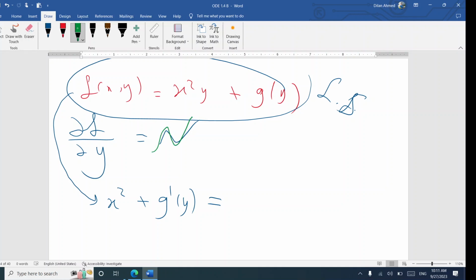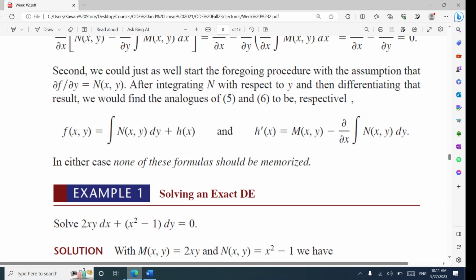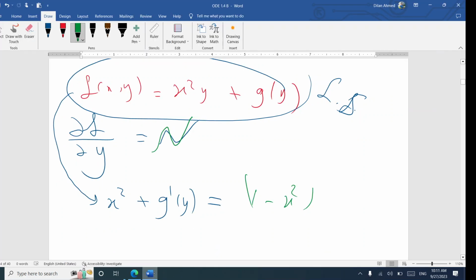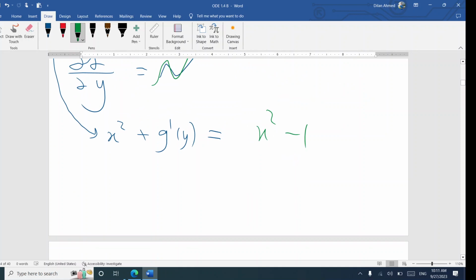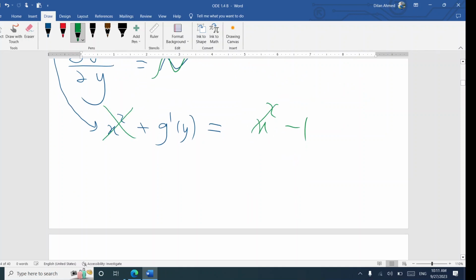It was given, I think it was x squared minus y, 1 minus x squared. Let me check. X squared minus y, you are right. Now, we cancel this one. G prime of y will be minus 1. Am I right? How about g of y, what will it be? Minus y.